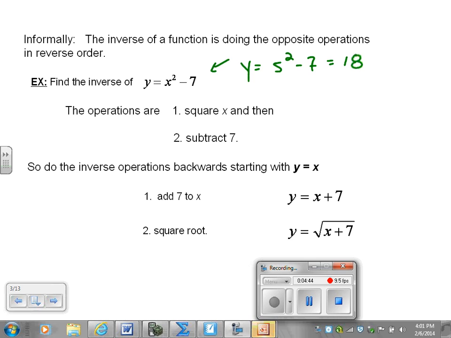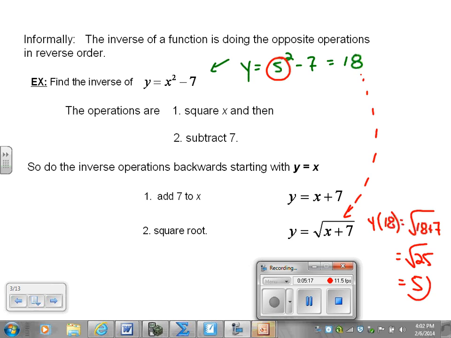So I'm going to take 18 and put it into my inverse. The whole idea with inverse functions is that they should unwrap, they should undo what was just done. So I should get back exactly what I started with, which was 5. Let's see if that happens. I'm going to do the square root of 18 plus 7. Well, 18 plus 7 is 25. The square root of 25 is, of course, 5. So yeah, we actually get back what we started with. That really is the essence, the whole idea of inverses.